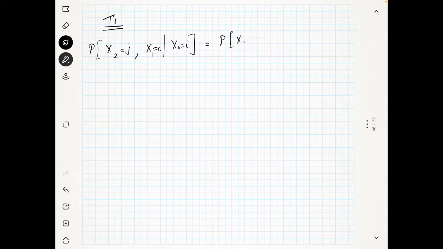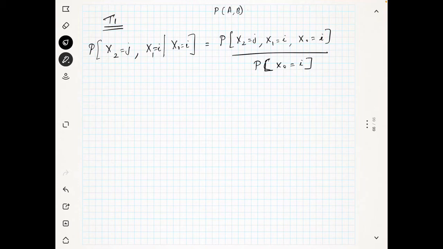It is nothing but the probability that x2 is equal to j, comma, x1 is equal to i, comma, x0 equal to i, divided by the probability that x0 is equal to i. Okay. This is by using this formula: probability of a given b is nothing but probability of a comma b divided by probability of b.